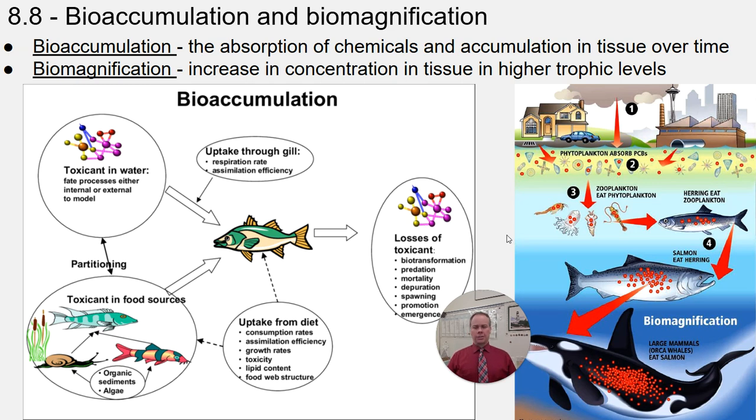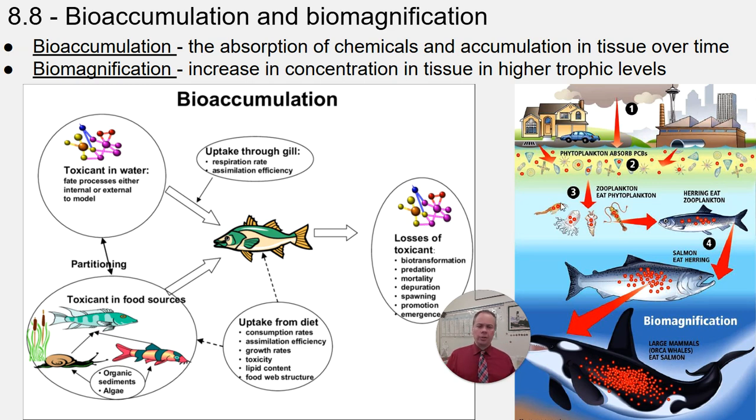Another phenomenon that's important to understand is this concept of biomagnification. And in biomagnification, we're talking about not just one organism, we're talking about an entire food chain or food web. Biomagnification is when organisms that are higher up the food chain, at higher trophic levels, tend to accumulate more of these toxins than organisms that are lower on the food chain. Each step up the food chain we go, we have increased concentrations of these toxins.